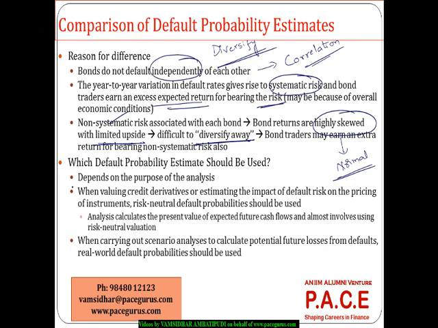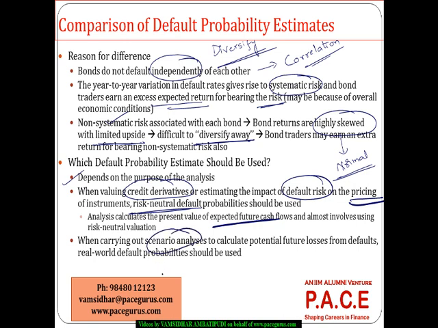And if that's the case, which one should be used? So there we say it depends purely on the purpose of analysis. If my objective is valuing credit derivatives or estimating the impact of the default risk on the pricing valuation world, it's better to rely on risk neutral default, because whenever we are using the word pricing valuation, we are talking of expected present value of the future cash flows. And whenever we are using the word expected, we are going with the risk neutral valuation itself.